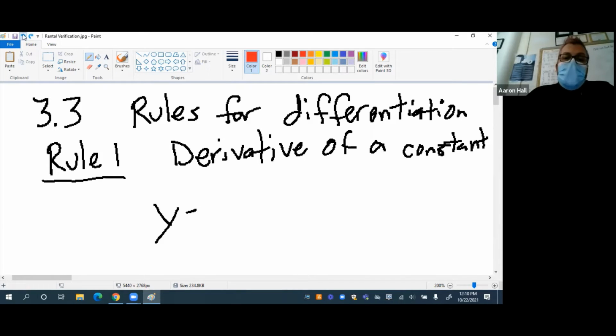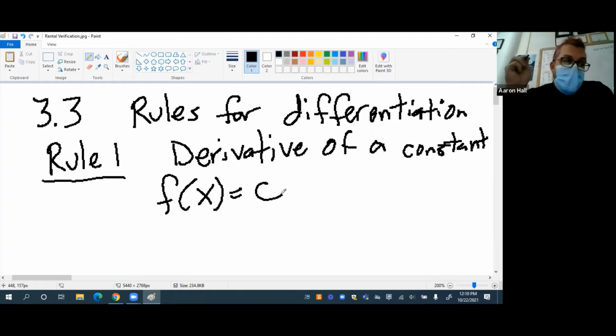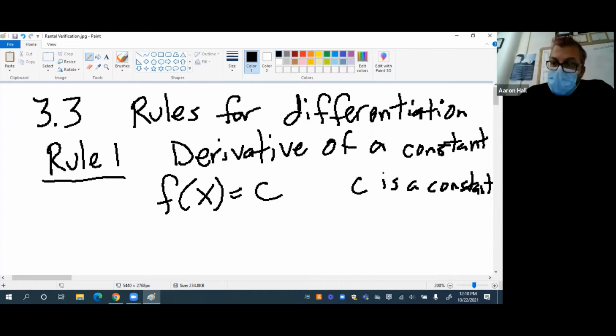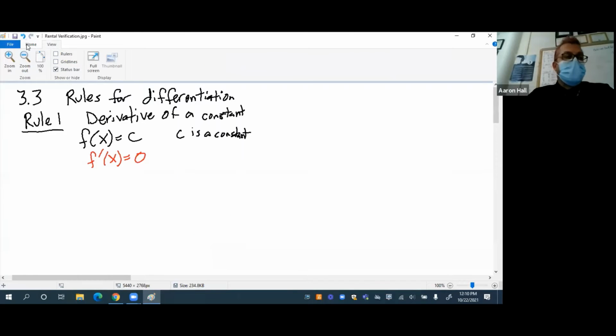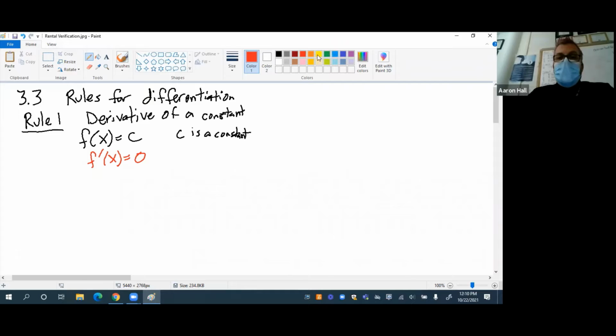So the rule for the derivative of a constant: if I have f of x equals c, where c is going to represent our constant, I'll write that c is a constant, then my derivative is always going to be 0. Okay, there we go. First rule. Number 2.